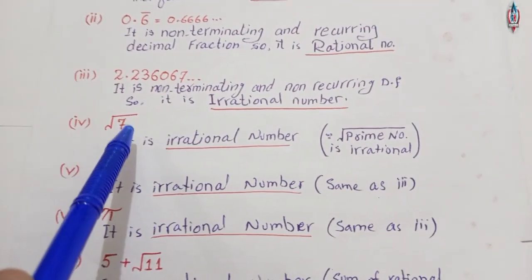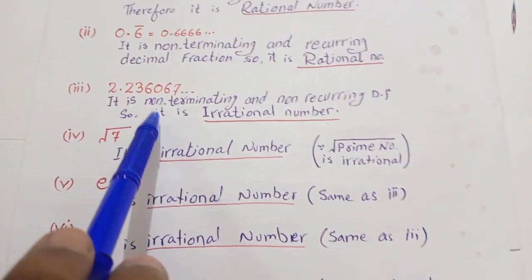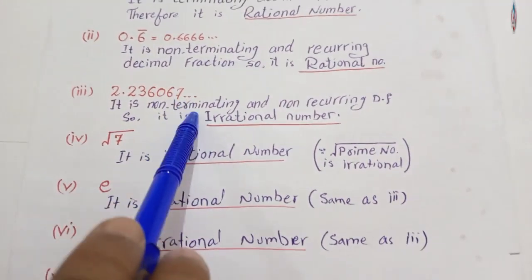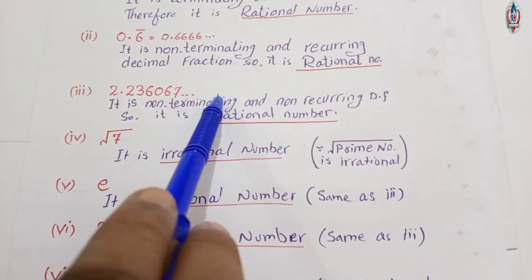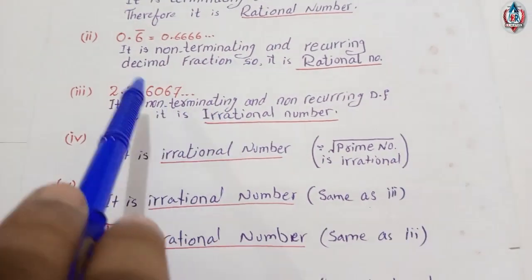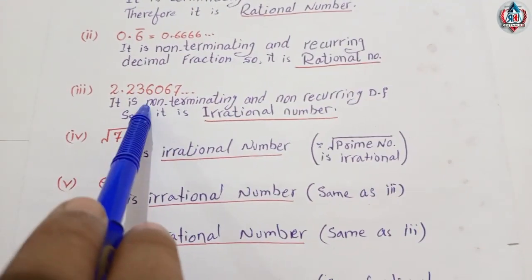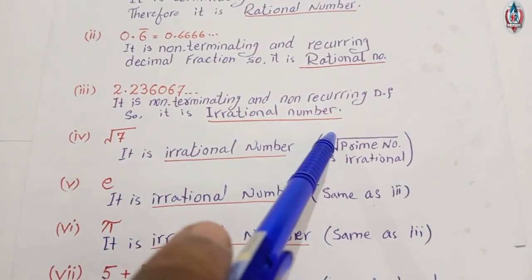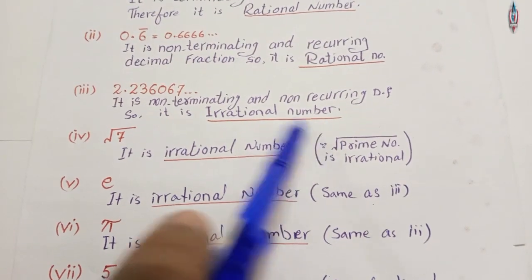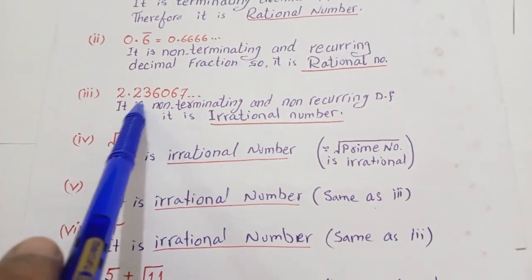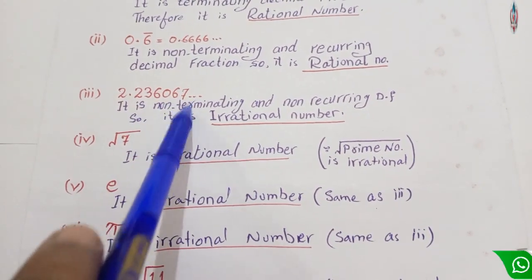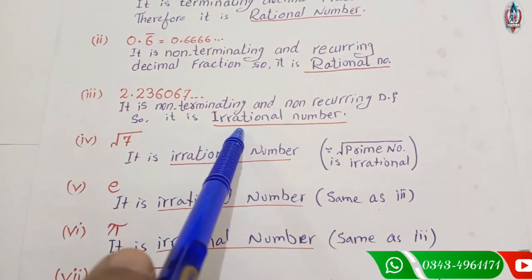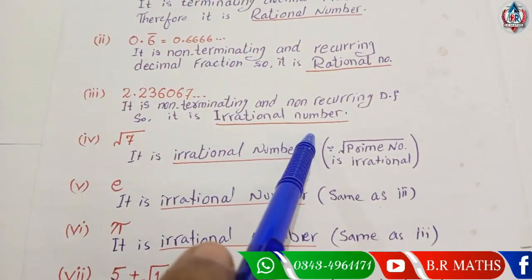And next, third part: 2.236067 and so on infinitely. So this is non-terminating, and there is no pattern in the decimal part, so this is non-recurring also. Finally, this number 2.236067 up to infinity is called an irrational number.